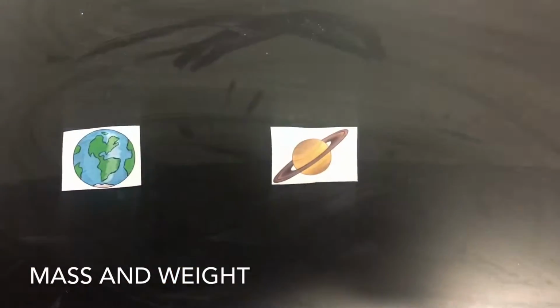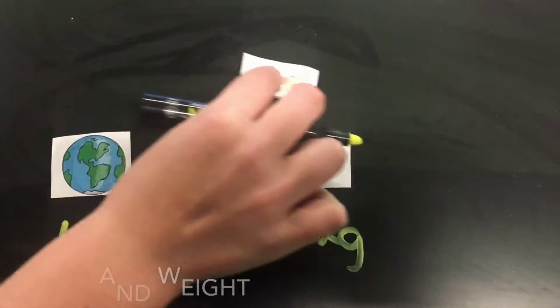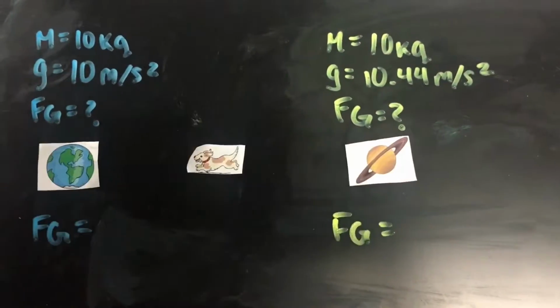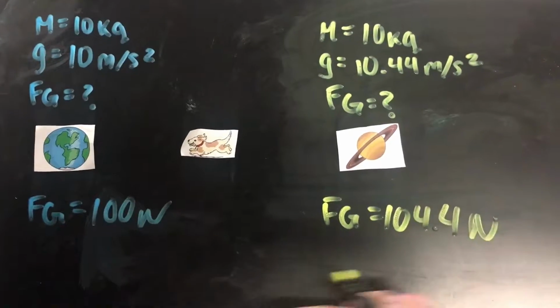This dog is 10 kilograms on Earth, which means that if the dog was moved to Saturn, the dog would have the same mass of 10 kilograms. Due to the different gravitational forces on Earth and Saturn, the dog would weigh more on Saturn.